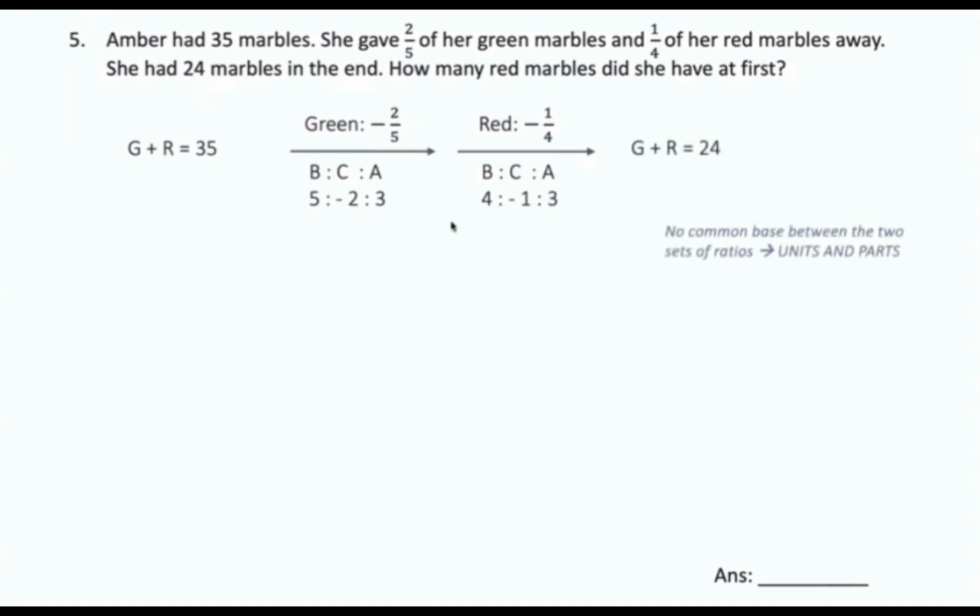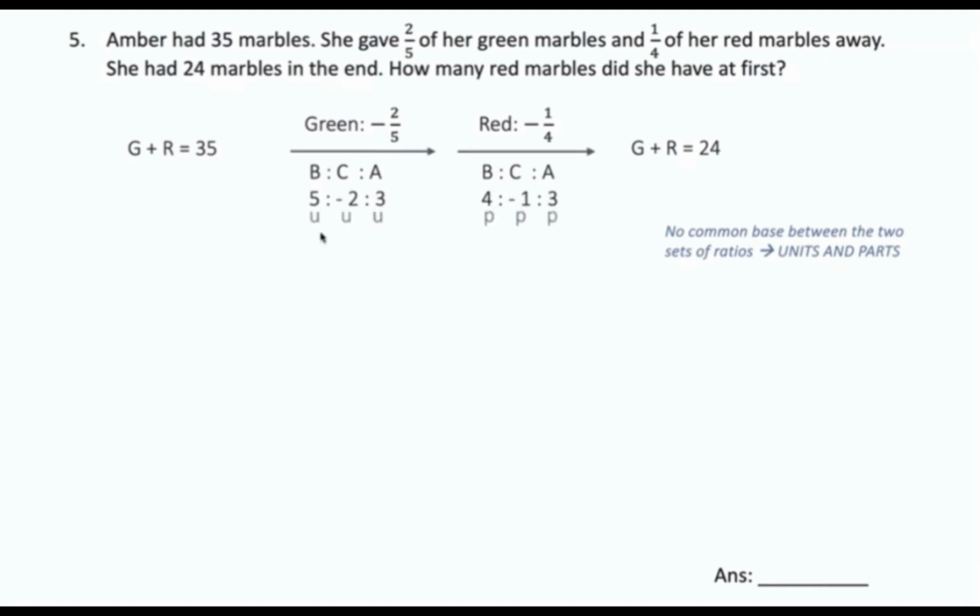In a question like this, step 2 is look for common base. There's no common base, obviously, because this is green and this is red. Nothing common between the green and red, right? And they didn't tell you anything that links the green and red. It's not like they tell you the green and red in the end is the same or something, right? So there's no common base. If there's no common base, the rule is units and parts. So let green be units and red be parts.